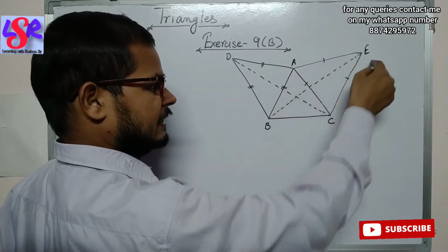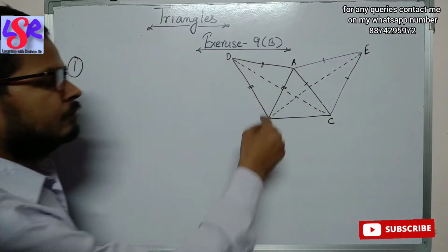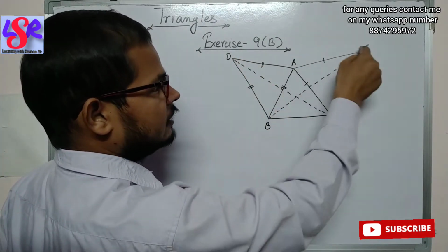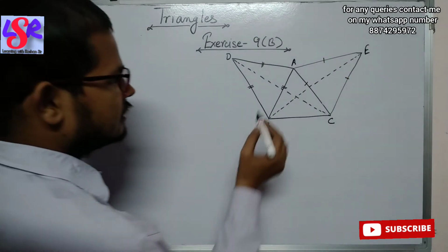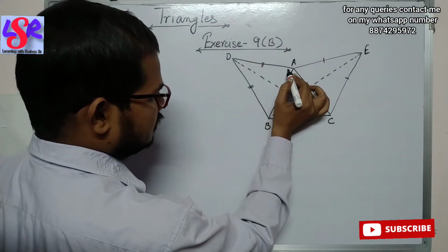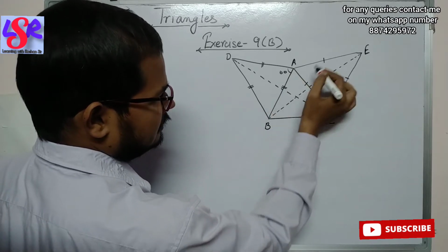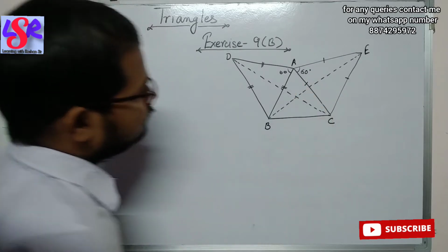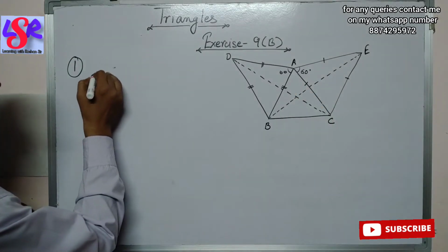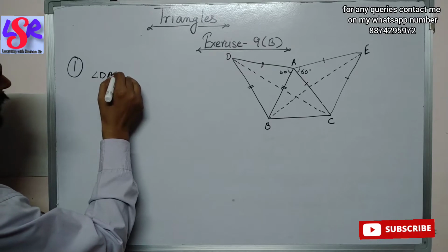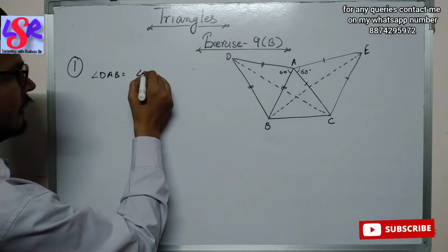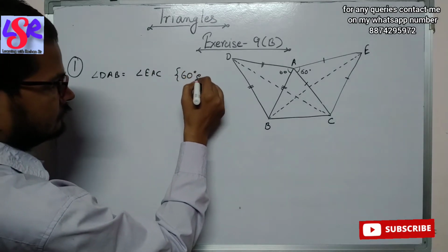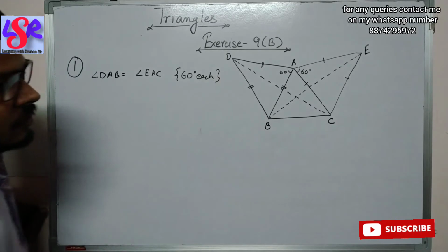On AC we have AEC and on AB we have ADB, and we have to show that angle CAD is equal to angle BAE. For that we know that this is an equilateral triangle, so this will be 60 degrees. Similarly, this is also an equilateral triangle, so this will be 60 degrees. So here we can write angle DAB equals angle EAC, 60 degrees each, and they are interior angles of an equilateral triangle.